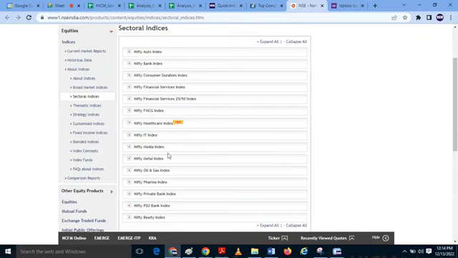Now, I told you there are different kinds of sectors out here. You are aware of the sectors part, right? There are different kinds of sectors. Every sector can create their debenture. But let's understand how the financial sector is creating a debenture.